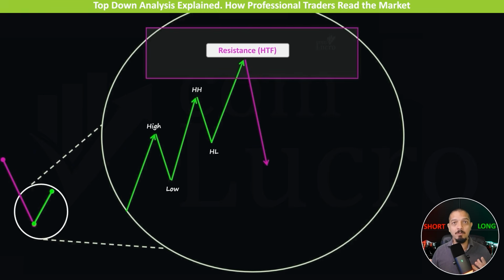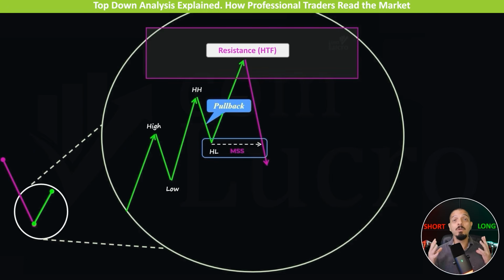If price then breaks below the most recent pullback formed just before tapping that resistance area, we get a market structure shift on the lower time frame. This shift suggests that the temporary bullish move is likely ending and that bearish momentum is returning. At this point, price is expected to realign with the dominant bearish trend of the higher time frame.